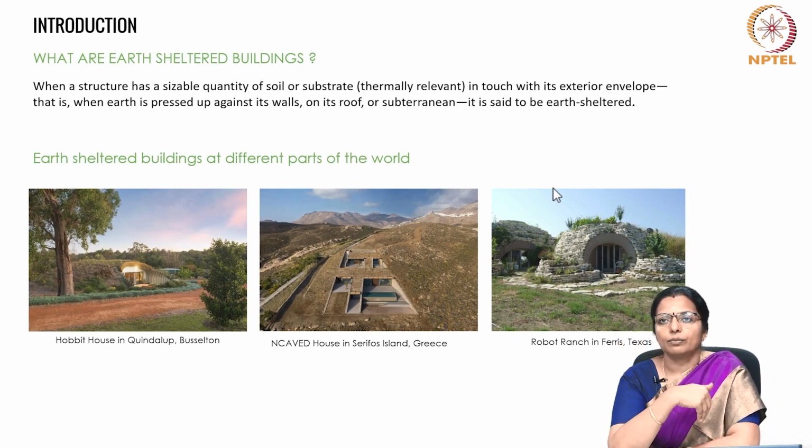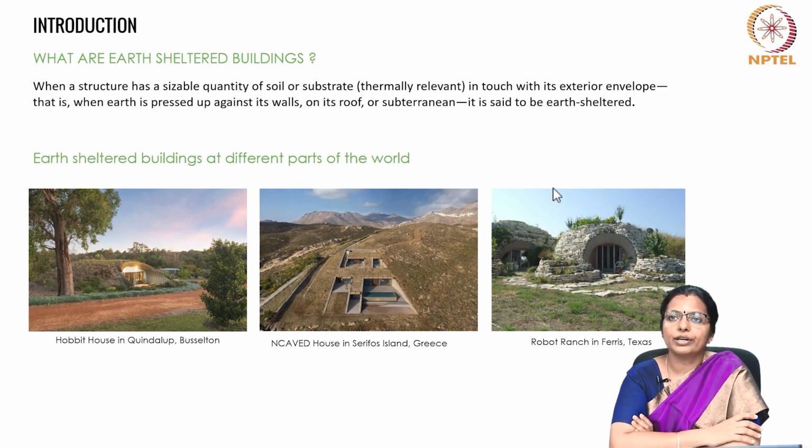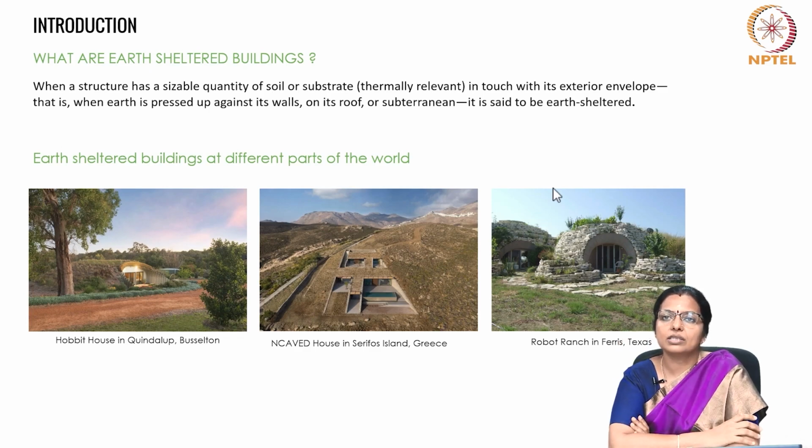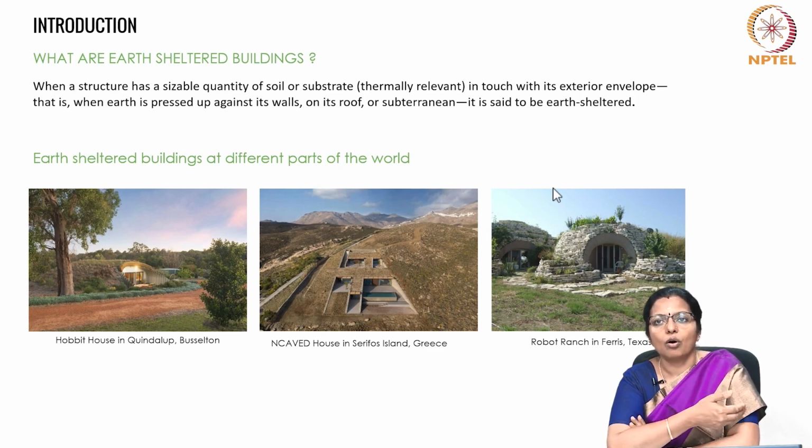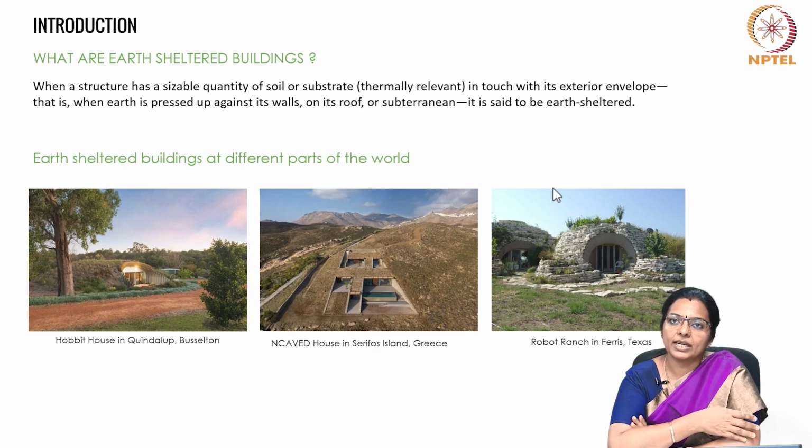When a structure has a sizable quantity of soil or substrate which is thermally relevant in physical contact with the exterior envelope, that is, when the earth is pressed up against the wall or on its roof, or the building becomes subterranean, partially or completely, the building is termed as earth sheltered.